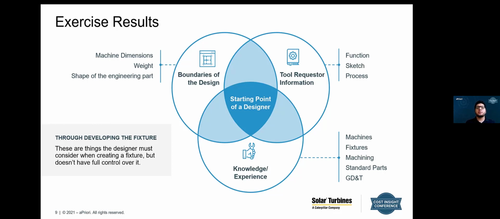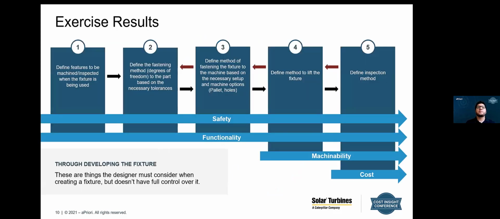And the third thing is the knowledge and experience. Same thing. Every designer has a different understanding of the machines, of the fixtures that they have seen and that they have designed. They have different levels of knowledge about machining and also standard parts, GD&T and tolerances. These are three things that we consider the designer doesn't have full control over. And for every designer, this is the starting point to create the fixture.